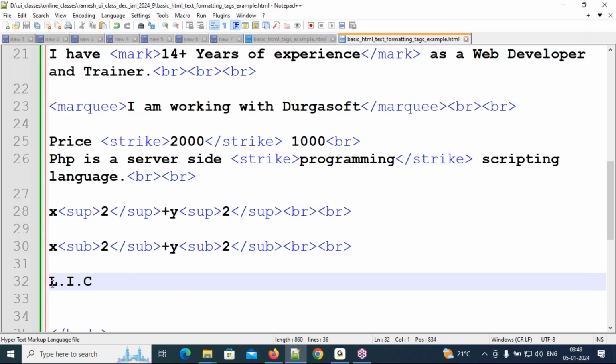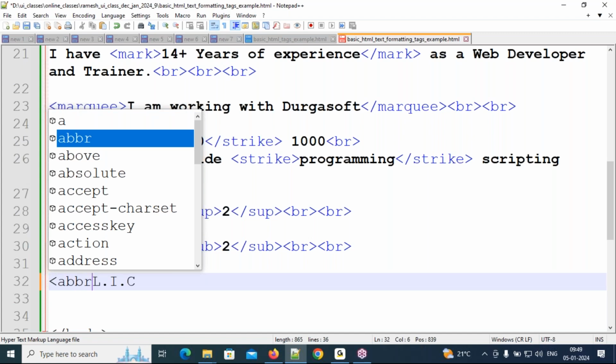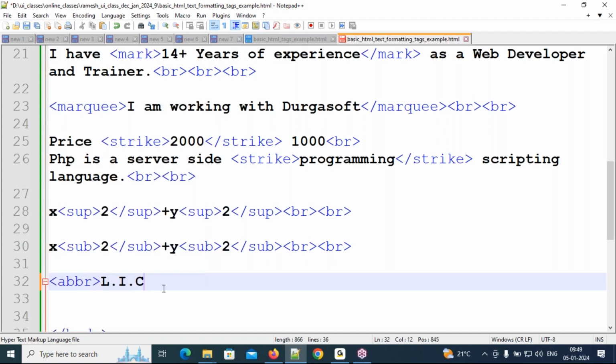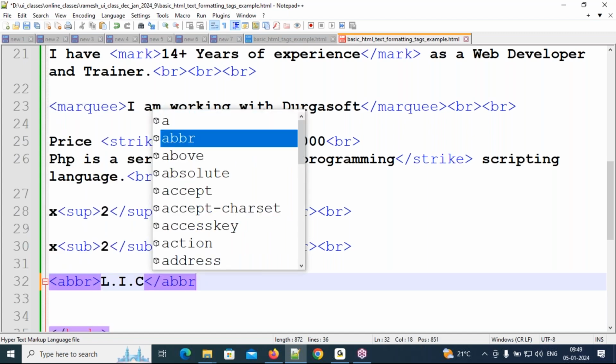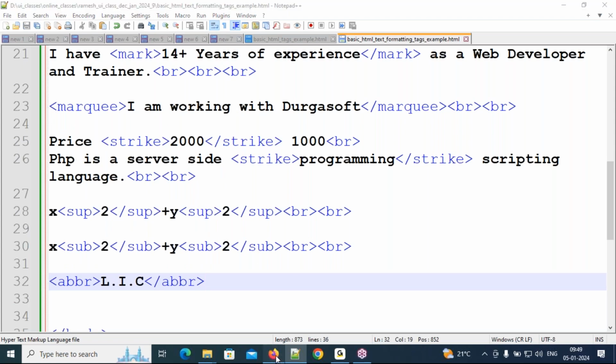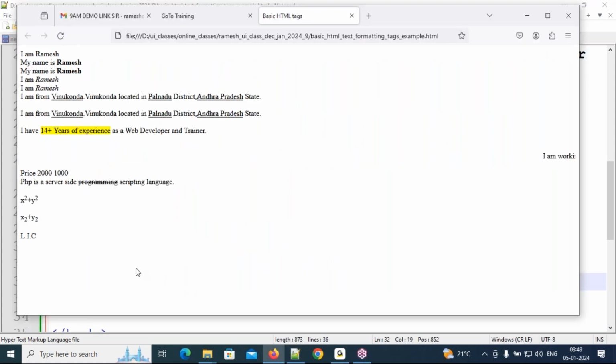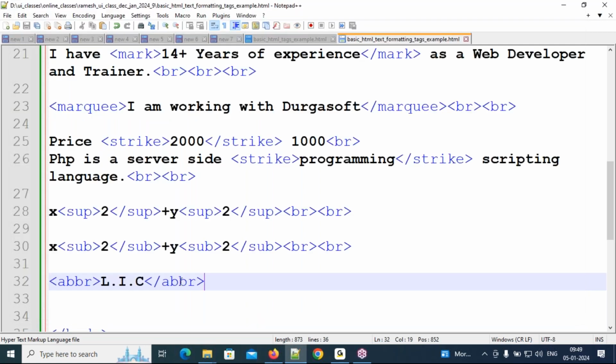Very simple. Come here and write less than ABBR. Here also, write less than ABBR. Over it, I have used the ABBR tag. Is there anything coming? Just because you are using the ABBR tag, the browser doesn't automatically create and display its full form. So we also need to write whatever text you want to display. So ABBR open and ABBR close.